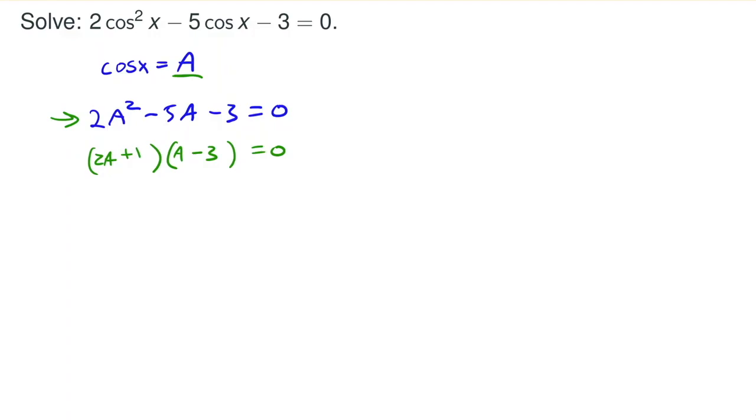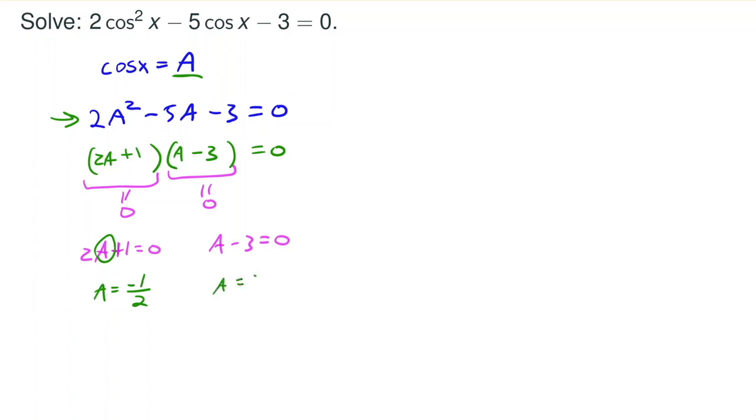The reason we do that is because it's easier to factor when we replace. So then we solve either this equal to 0 or this equal to 0. So we have 2a plus 1 equals 0 for one of the equations, and a minus 3 equals 0 for the other equation. So let's solve for a for each of them. Isolate a. So a here is, we subtract 1 from both sides and divide by 2. So we have negative 1 over 2. And here we have a equals 3.